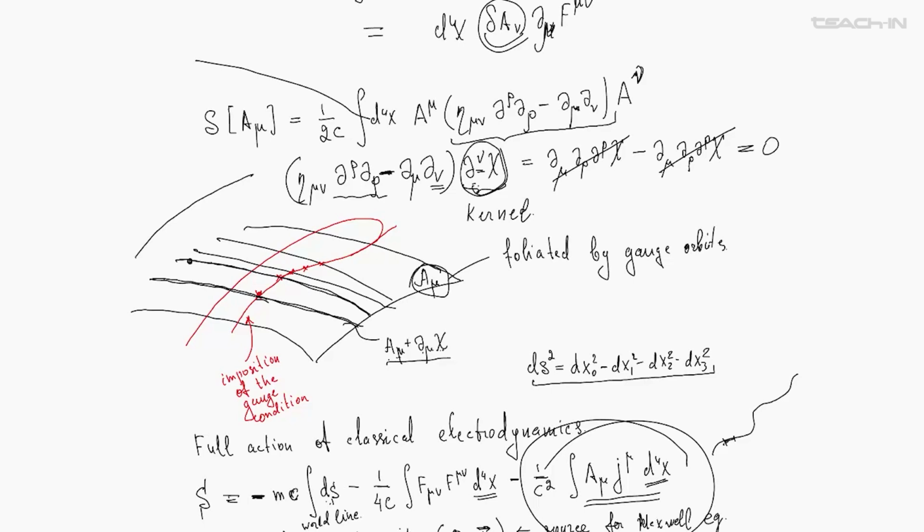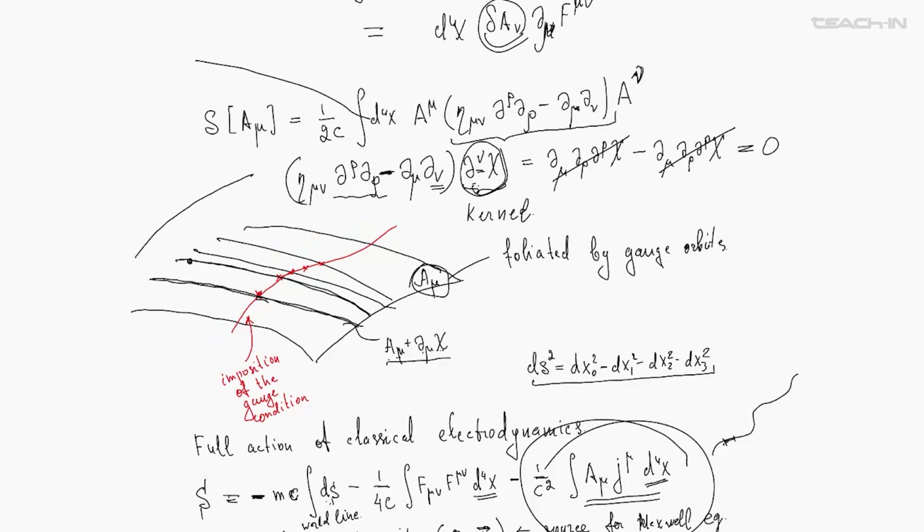And then if you want to describe physics, it's enough to pick up at each gauge orbit just one representative, one configuration A mu, because any other configuration on the same orbit leads to the same physics. You don't need to count the same thing several times. So you pick up from each orbit only one representative.